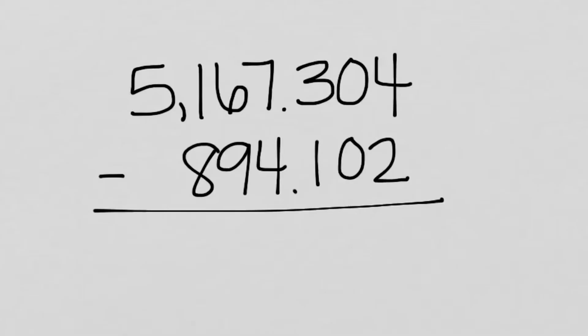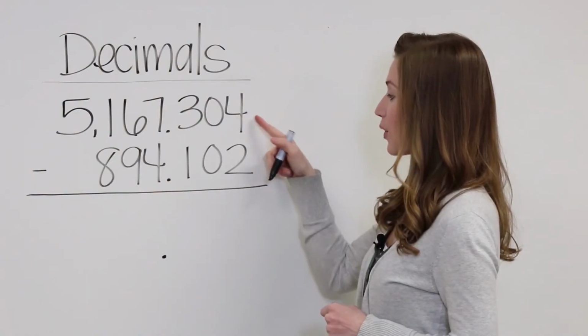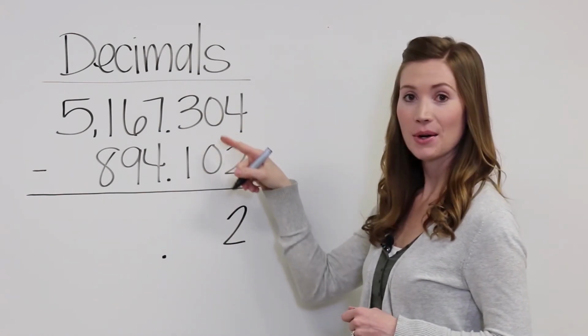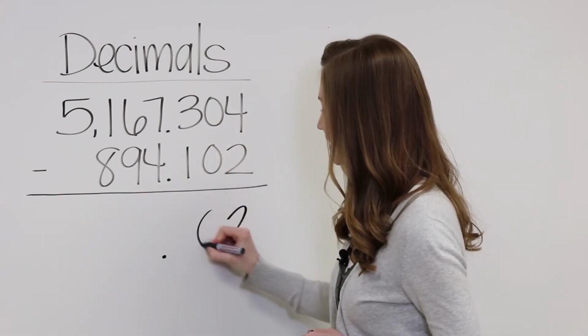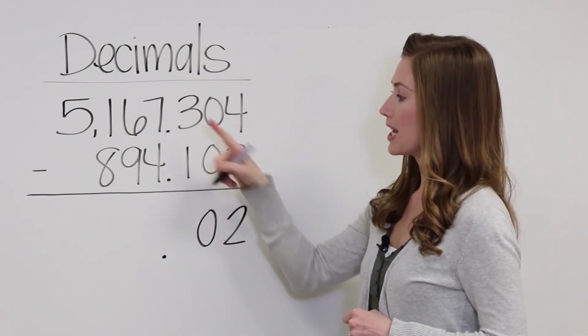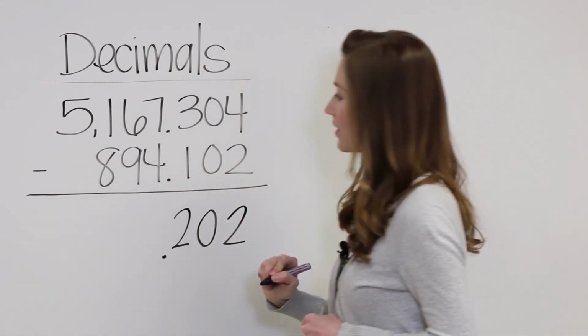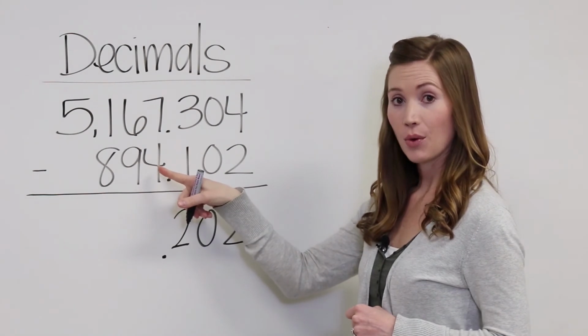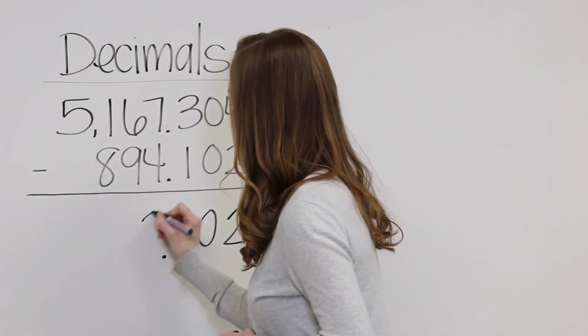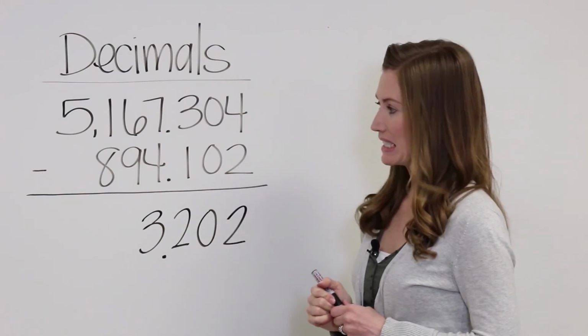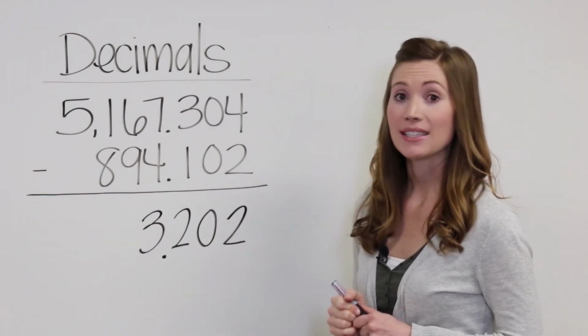Now, what's the first thing we need to do? Bring down the decimal point. 4 minus 2 is 2. 0 minus 0 is 0. 3 minus 1 is 2. 7 minus 4 is 3. 6 minus 9. Oh, we can't do that. We're going to need to borrow.